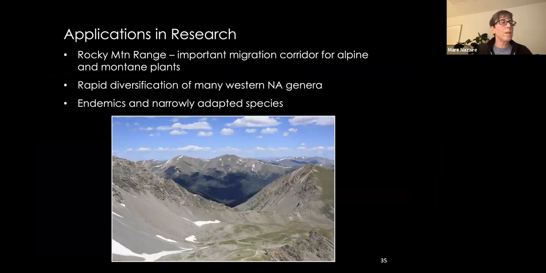The Rocky Mountain Range, maybe some of you have gone there and spent time there. It's a really beautiful place to be. It trends in a north-south direction over a broad latitudinal range. Because of this orientation, it is thought to serve as an important migration corridor for alpine and montane plants. Additionally, the Rocky Mountain Range has been suggested as important for the rapid diversification of many Western North American genera. As a consequence, these varied ecosystems and geological substrates support numerous endemics and/or narrowly adapted species.